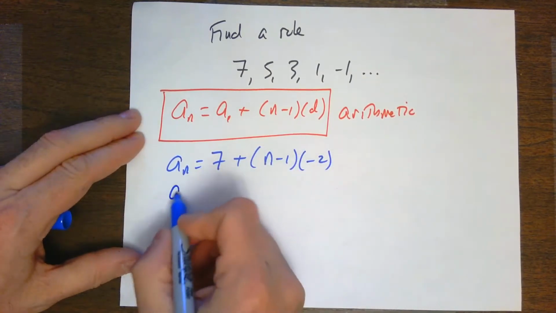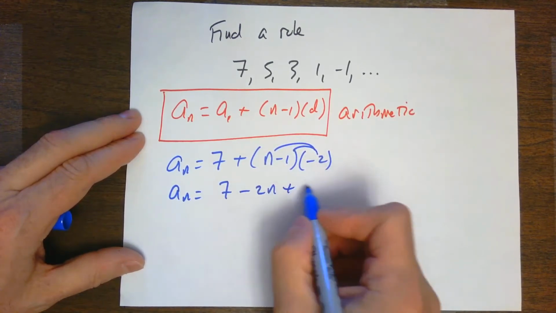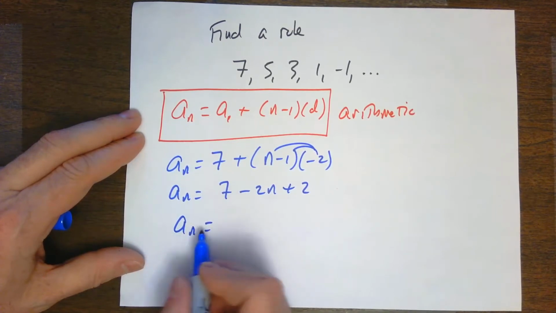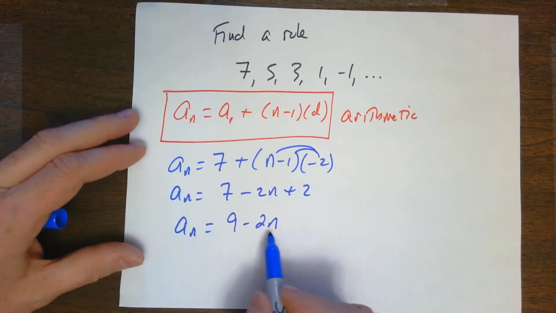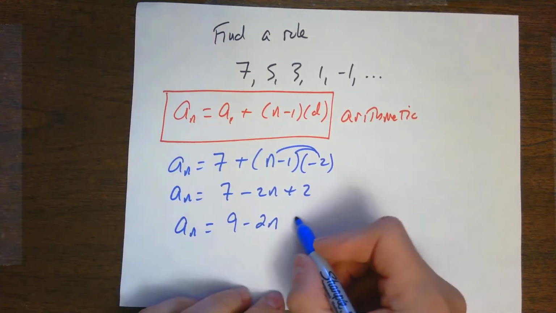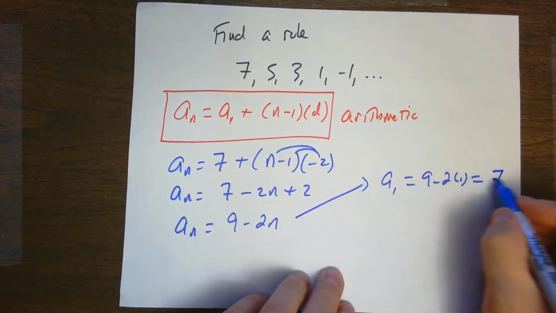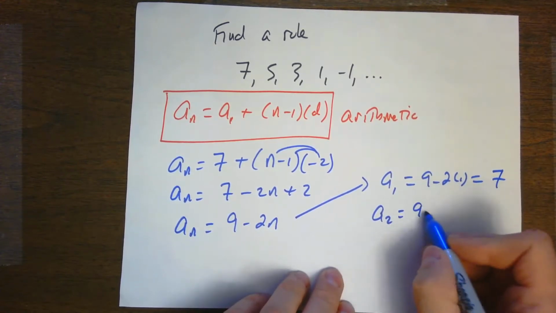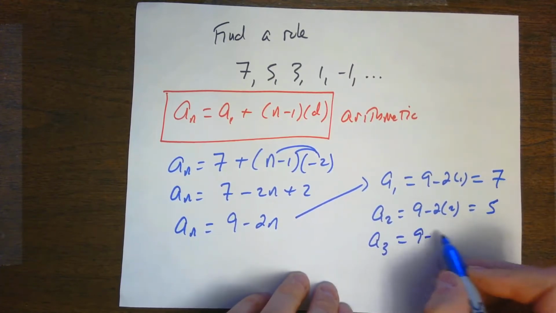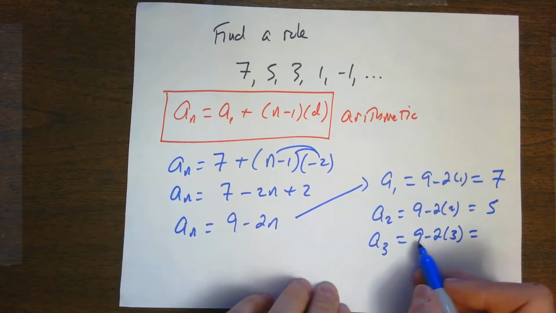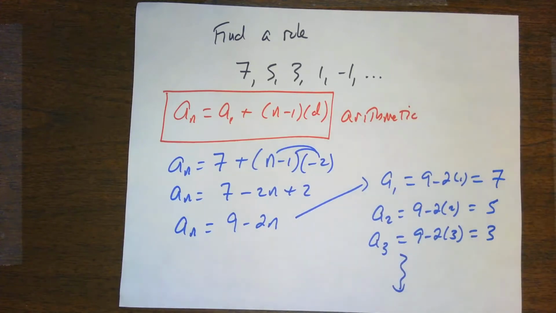If we simplify this, a sub n, 7, distribute, minus 2n, plus 2. A sub n, here comes the magic formula, is 9 minus 2n. So now I've got this formula for this sequence. Ready? Watch. A sub 1 is 9 minus 2 times 1. 9 minus 2 is 7. A sub 2 is 9 minus 2 times 2. 9 minus 4 is 5. A sub 3 is 9 minus 2 times 3. 2 times 3 is 6. 9 minus 6 is 3. And it keeps going. So we've created a magic formula.